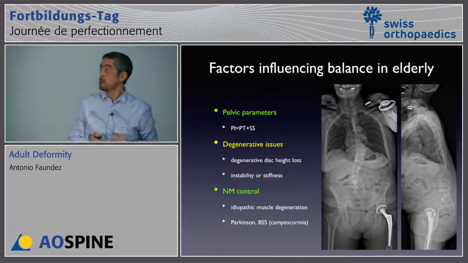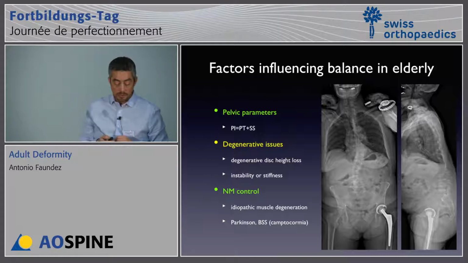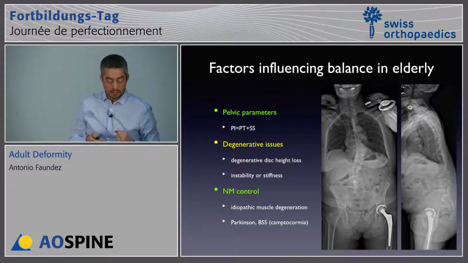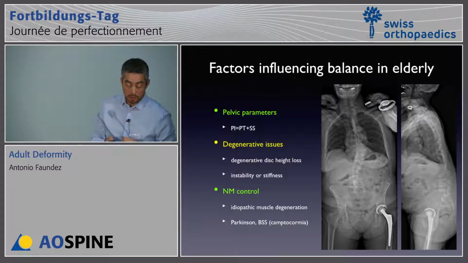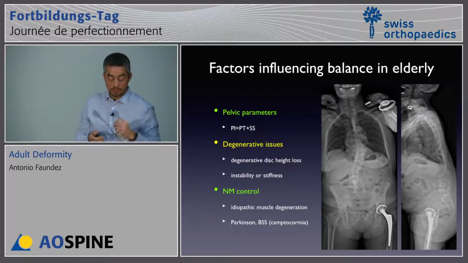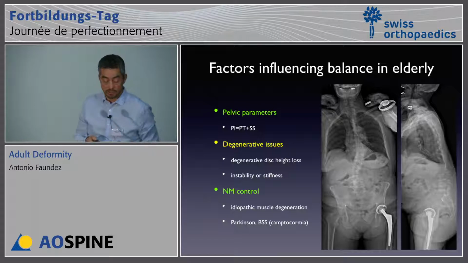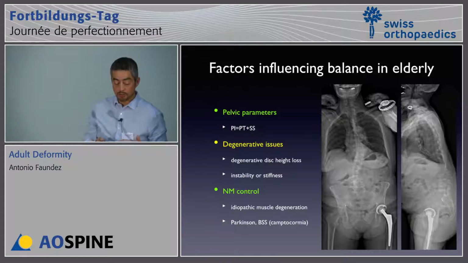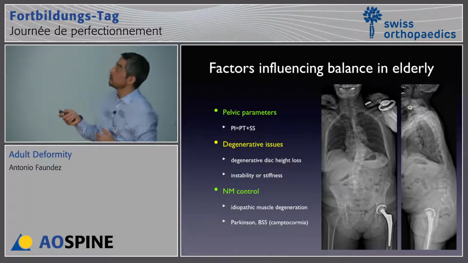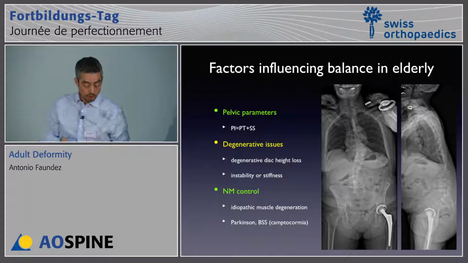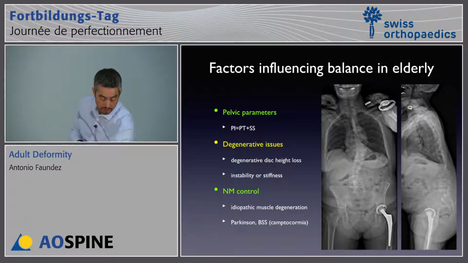Factors that influence balance in the elderly are pelvic parameters. You probably know them: the pelvic incidence equals pelvic tilt plus sacral slope. Then degenerative issues, so you have degenerative disc height loss, which, as I said before, is genetically driven. You can have instability or stiffness, and you have neuromuscular control issues. You can have idiopathic muscle degeneration, like in the case I showed you before. And sometimes you are dealing also with patients who have Parkinson's disease or Parkinson's-like disease, bent spine syndrome, the BSS, or camptocormia, which is a degenerative disease of the musculature.